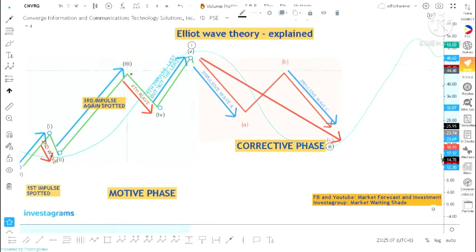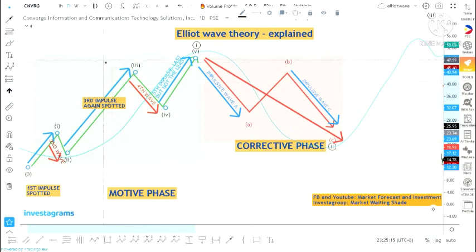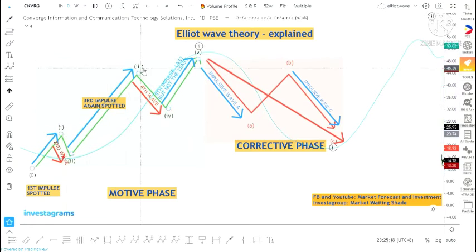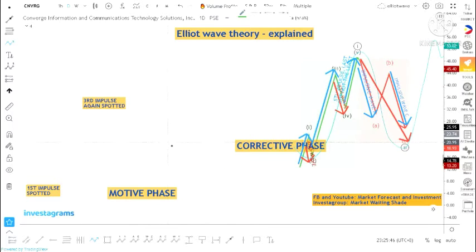Our wave 3 is the longest wave among all the other waves, and it cannot be the shortest. That is one of the rules of the Elliott wave theory. Wave 3 cannot be the shortest among the three. Wave 1 can be the longest, or wave 5 can be the longest, but our wave 3 should not be the shortest. So let me dig into that more so that each of our viewers can understand. I will show you an example like this.